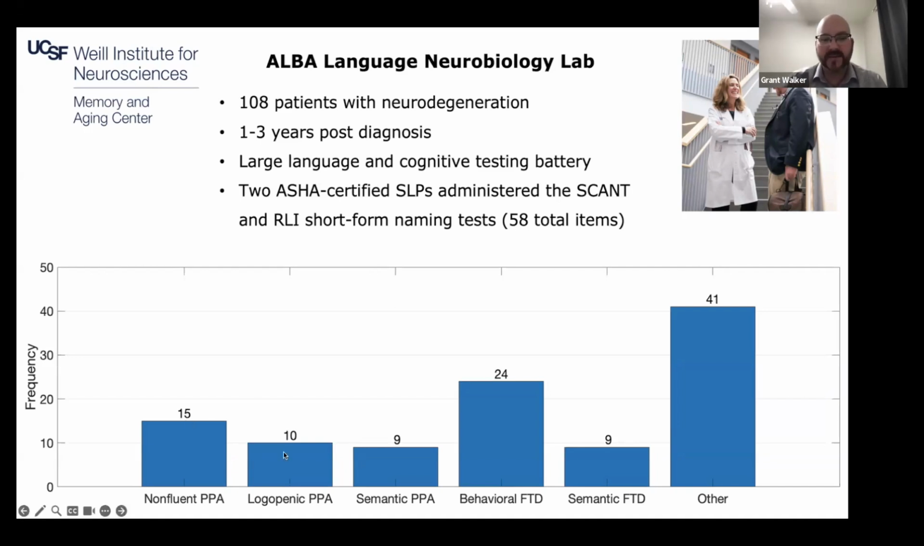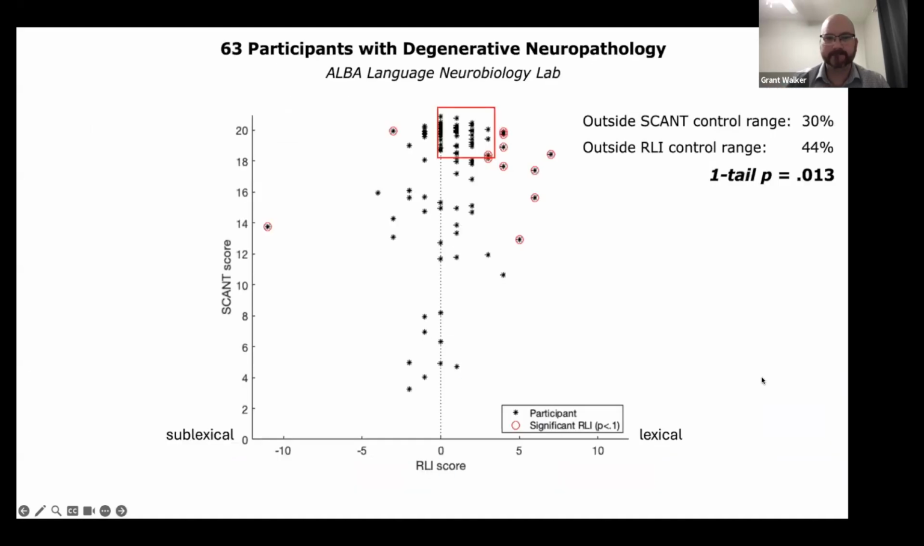We have 15 non-fluent, 10 logopenic, and 9 semantic PPA. We also get a lot of frontotemporal dementia, both the behavioral and the semantic variant. And then this other group includes Alzheimer's disease, mild cognitive impairment, some palsy, and so kind of just general neurodegenerative diseases fall in that catch-all basket.